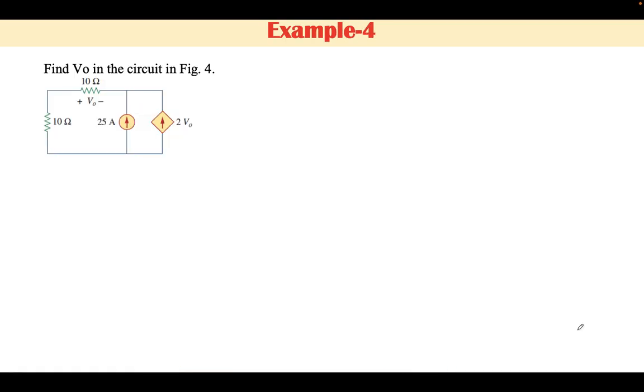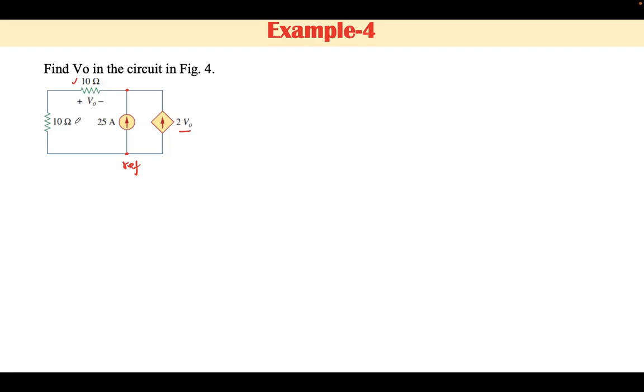Now considering another network, in this network there is a dependent source. In this network there is one node here and another node here, and one node is taken as reference if this is solved by nodal analysis. This can also be solved by the generalized concept. Here the value of the source is 2 V naught, and V naught is the voltage across this 10 ohm resistance.